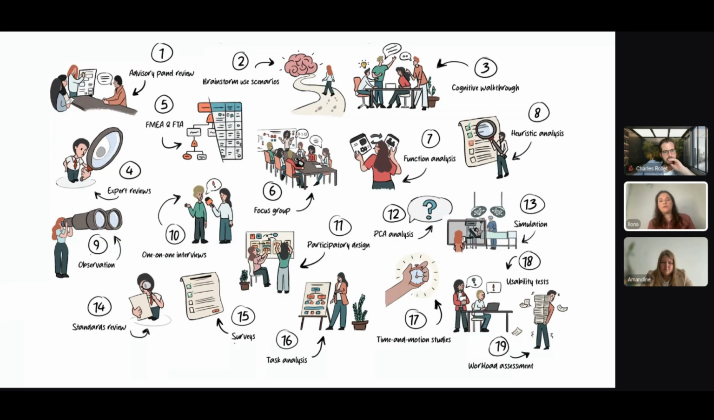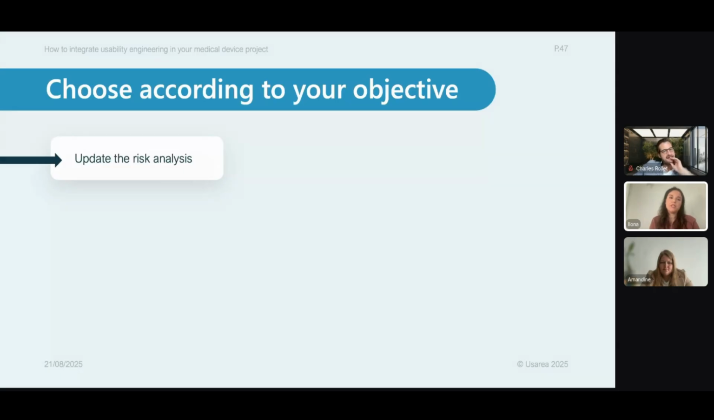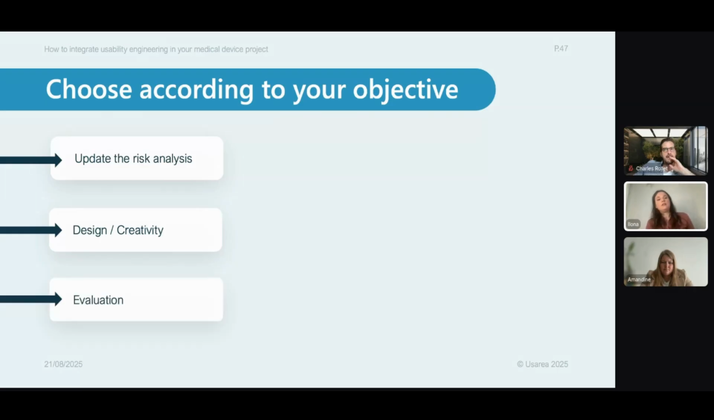So as you can see, you have a lot of methods for your formative evaluation. You have 19 in total. Of course, you don't need to do all 19. You will have to choose the methods you want to use according to your objective. So if you want to update the risk analysis, maybe you will want to do an FMEA. If you want design creativity, it may be more of a co-creation session with the users, for example. And for evaluation, if you want to evaluate your device, maybe you will do more usability testing. It really depends on your objective.